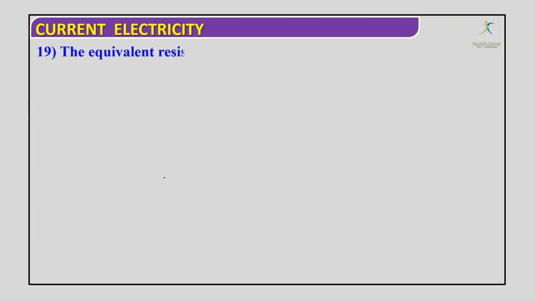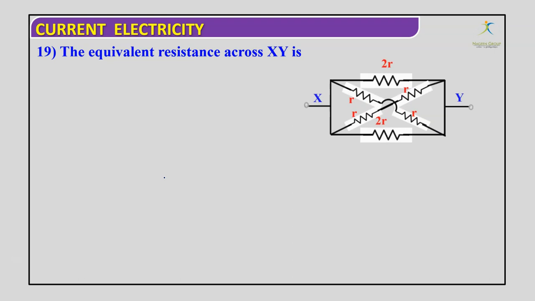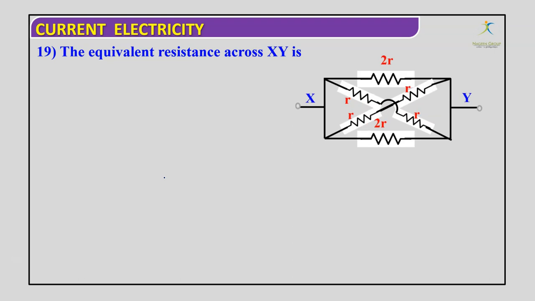Next question, we have the equivalent resistance across XY is. This is a very common circuit, but there will be a logic behind the circuit. We have these options.